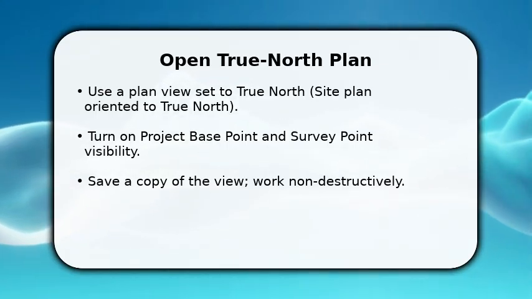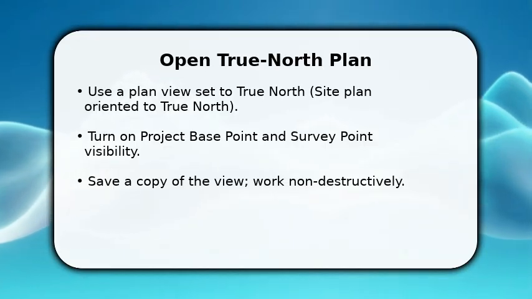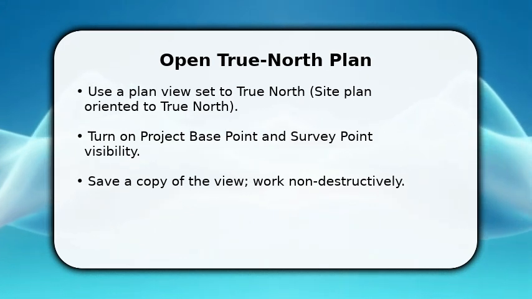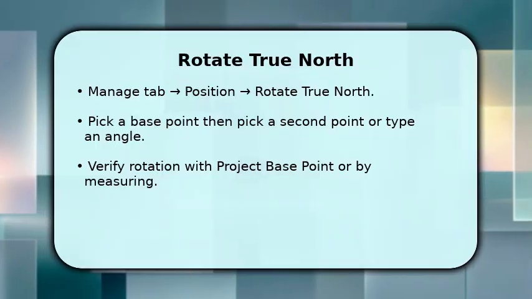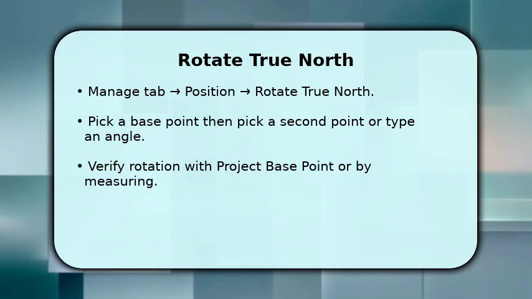Now you're ready to modify true north rather than project north. This ensures the building geometry and schedule stay consistent while changing geographic orientation. Now actually rotate true north. Go to Manage > Position > Rotate True North.